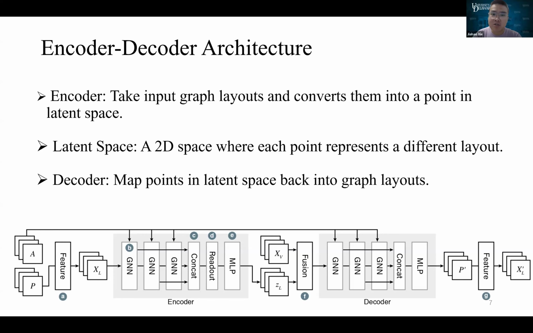On the left, we have the encoder. The encoder takes in graph layouts and maps them into a point in a low-dimensional latent space. On the right, the decoder takes a point from the latent space and generates a corresponding layout. What's innovative here is the creation of a two-dimensional latent space. In this latent space, similar layouts are close together. Users can explore this space to find layouts without needing to understand or adjust the underlying algorithm parameters. This architecture allows us to navigate through various graph layouts simply by moving through the latent space.